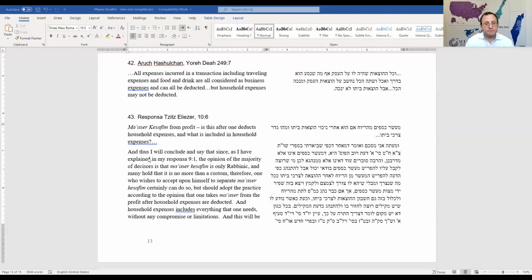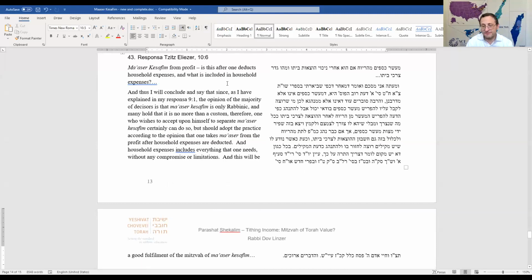Here we go. Okay, we'll end by this. I'm going to read this source. I think it's a good source to end with. Meiser Ksafim from profit: is this after one deducts household expenses, and what's included in household expenses? There you go, the question everybody was asking, right? So he goes through his whole analysis, and here's how he ends.